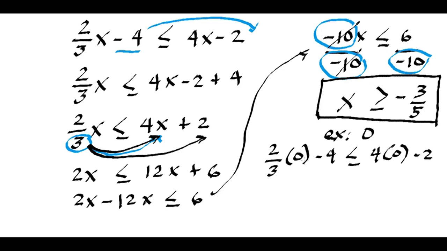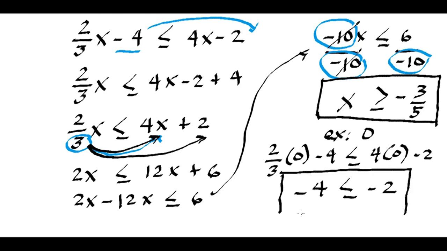So, 2 over 3 times 0, that is 0 minus 4. So, that will be negative 4. And then less than or equal to 4 times 0, that is 0 minus 2. So, we have negative 2. Okay, so tanongin ang sarili, ang negative 4 ba ay less than negative 2? Kung yes, ibig sabihin, tama yung sagot natin.